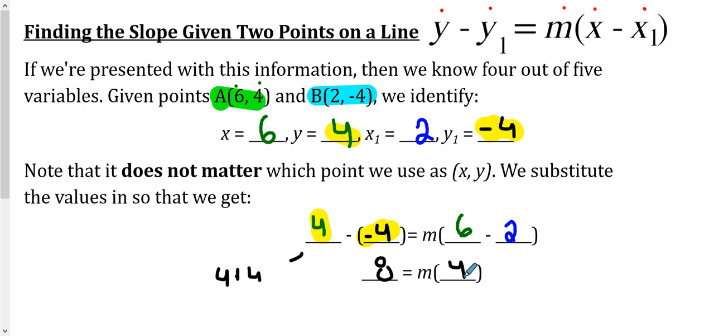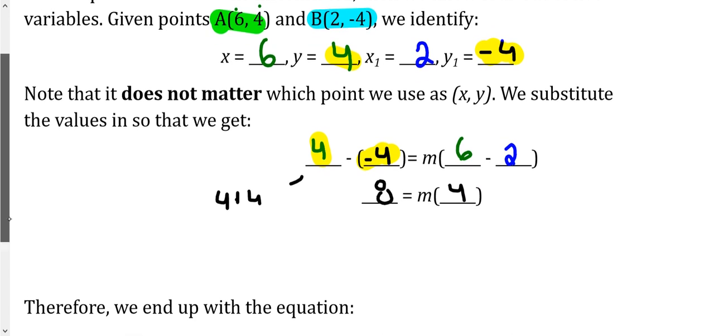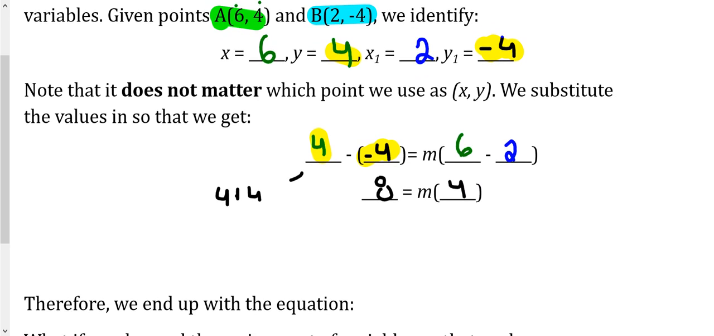To solve for m, I want to get it by itself. Right now it's being multiplied by 4. We're going to divide both sides by 4 to break that bond, to keep m by itself. And so that's going to end up telling me that m, my slope, is positive 2.